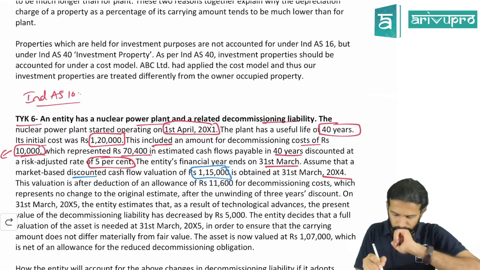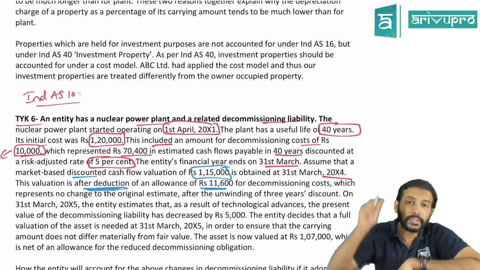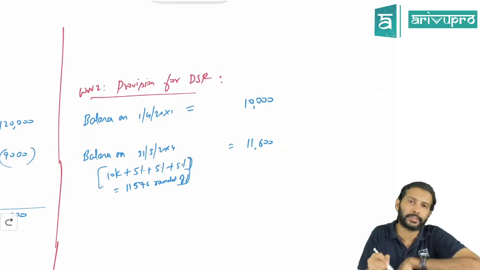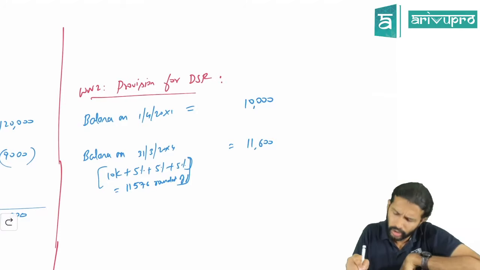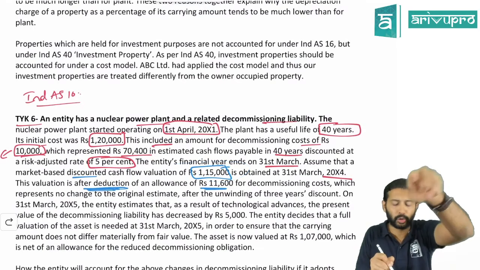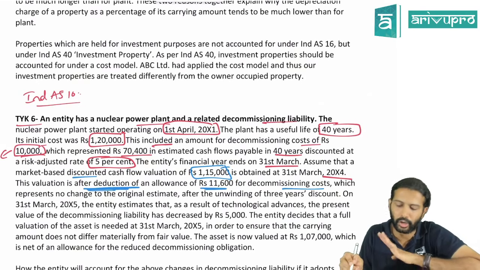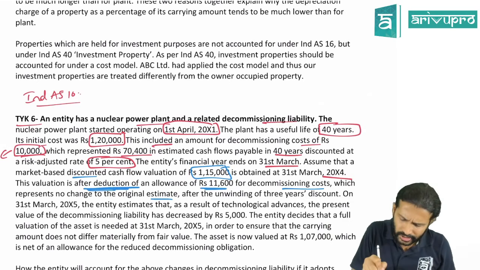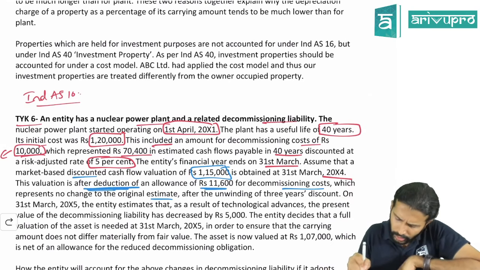The valuation is after deduction of an allowance of 11,600. What is that 11,600? See this one. Provision ka balance. 11,600. Because as years pass by, provision for DSR balance will go on increasing. So this balance now is 11,600. That's what they're saying. This 1,15,000 is after deducting 11,600 for a decommissioning cost, which represents no change in original estimate. They're saying after 3 years also, DSR cost is still estimated to be 7,400 only at the end of 40th year. No changes there. Okay, no problem.